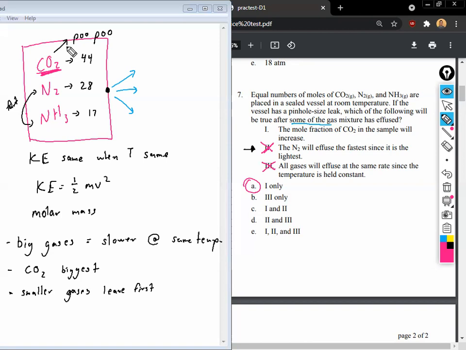So hopefully that helped. Hopefully my poop analogy helped as well. But now you guys will know forever that heavier gases come out slower.